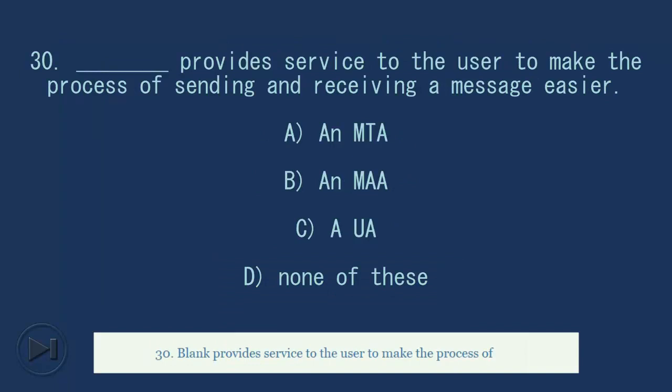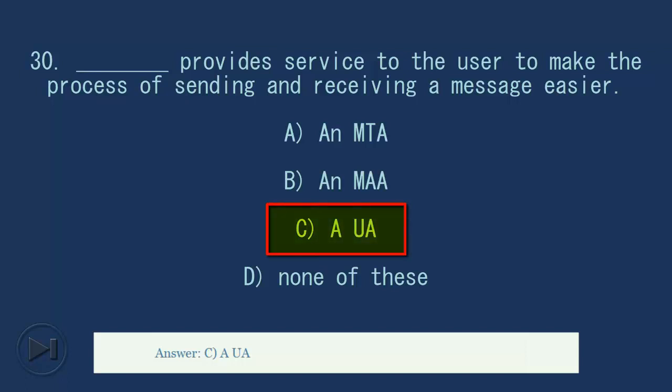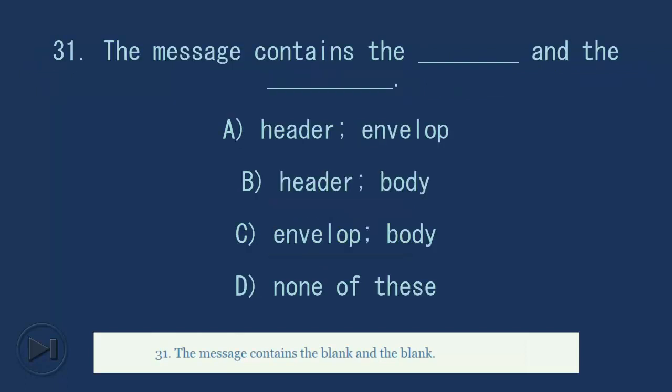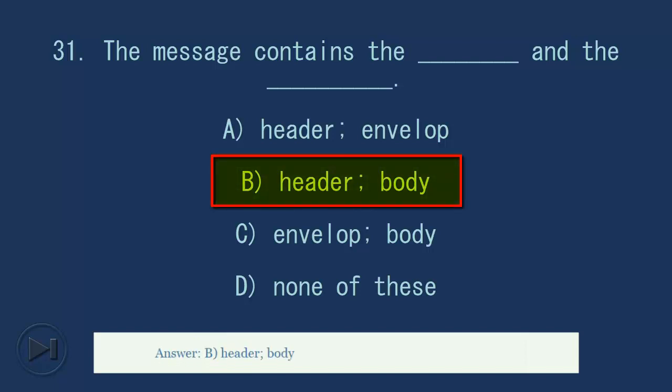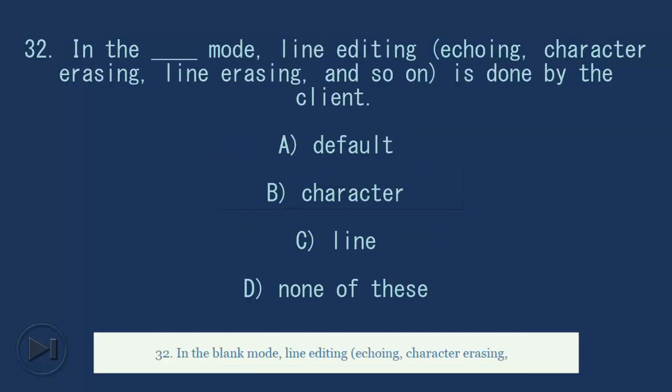30. Blank provides service to the user to make the process of sending and receiving a message easier. A. An MTA. B. An MA. C. A UA. D. None of these. Answer, C. A UA. 31. The message contains the blank and the blank. A. Header, envelope. B. Header, body. C. Envelope, body. D. None of these. Answer, B. Header, body. 32.